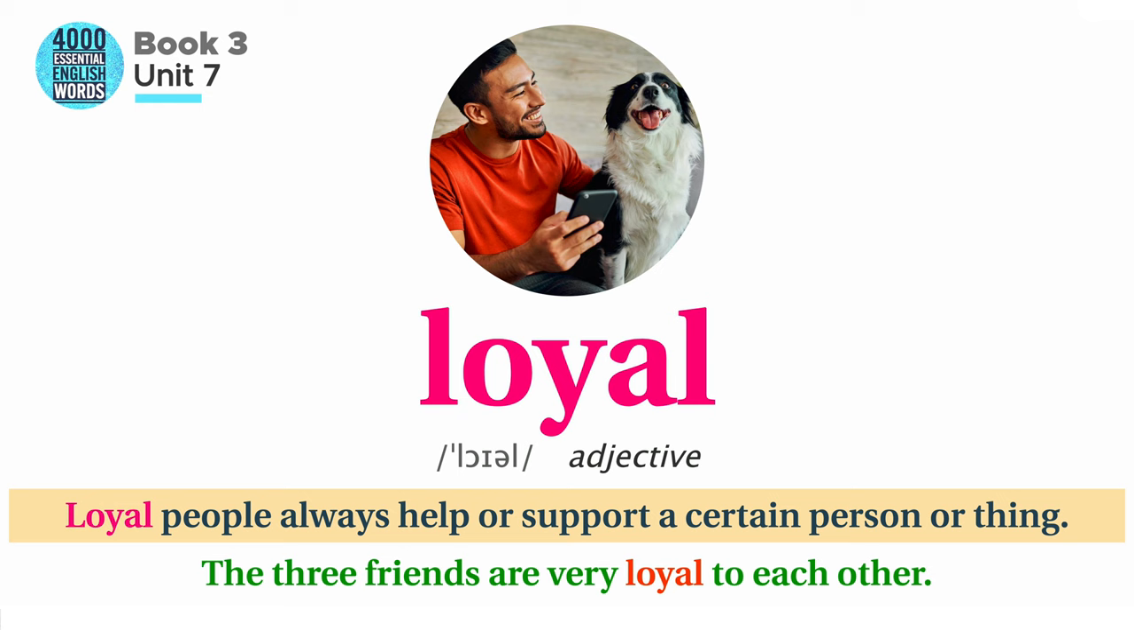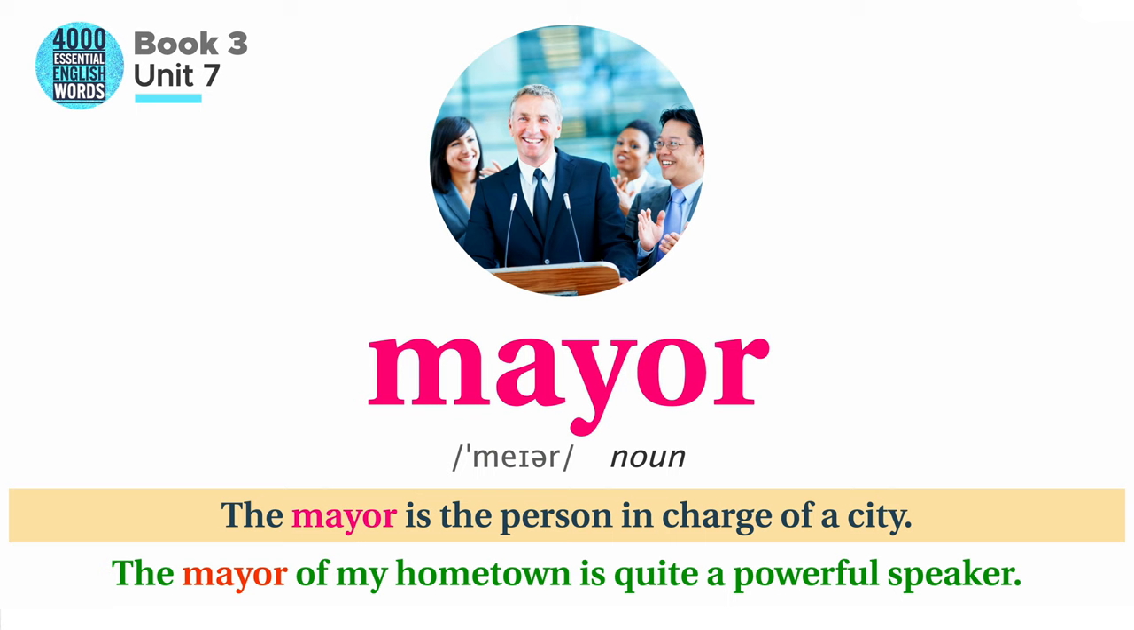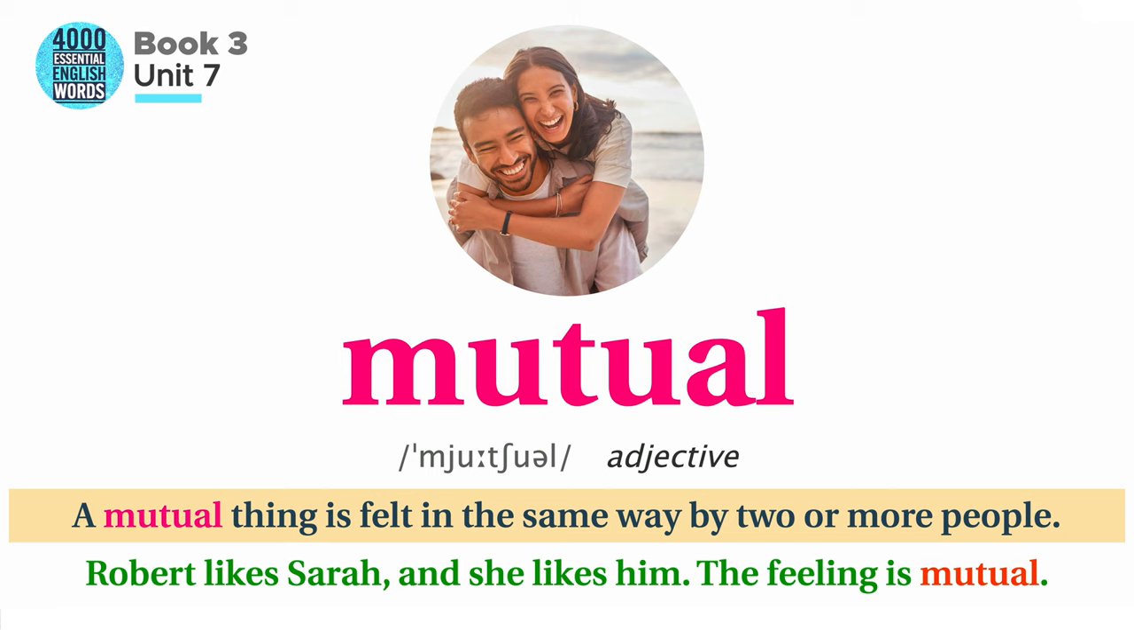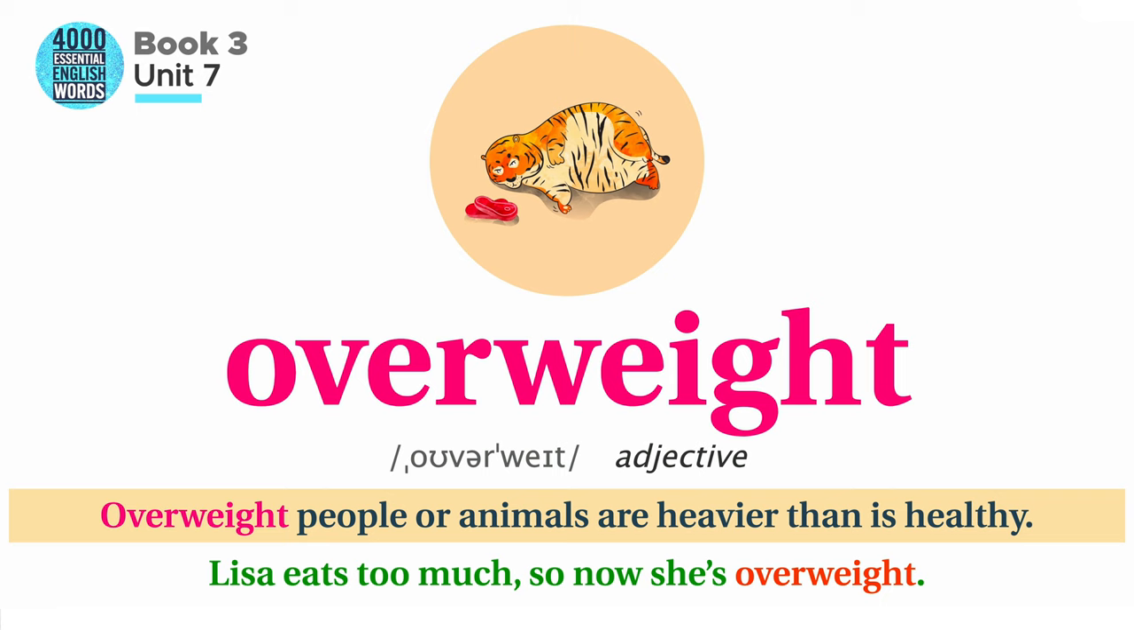Mayor. The mayor is the person in charge of a city. The mayor of my hometown is quite a powerful speaker. Mutual. A mutual thing is felt in the same way by two or more people. Robert likes Sarah, and she likes him. The feeling is mutual. Overweight. Overweight people or animals are heavier than is healthy. Lisa eats too much, so now she is overweight.